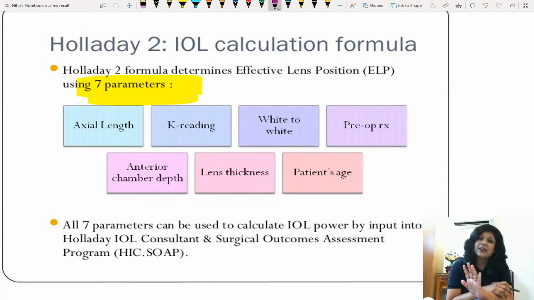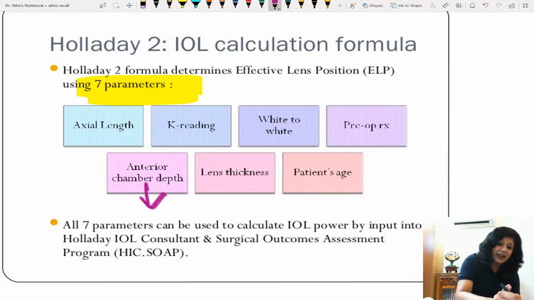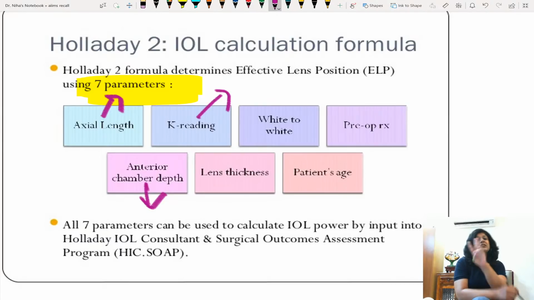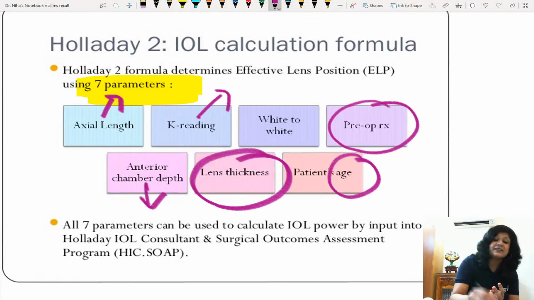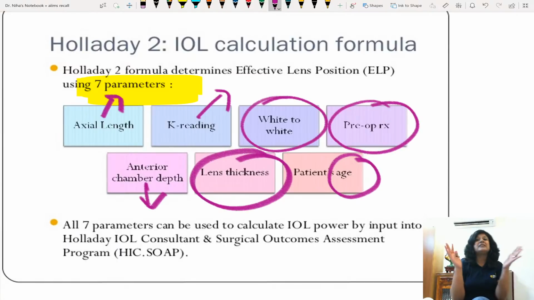So some of the things that we are using are the same: one is your anterior chamber depth, then we have the axial length and K reading. So these three things are common. Now see the height of personalization. It is seeing the preoperative treatment, the patient age, thickness of the lens, and white to white, means edge to edge also. So everything is totally dependent on the patient's personal parameters, and that is why this is considered to be one of the most accurate calculations of the IOL formula.